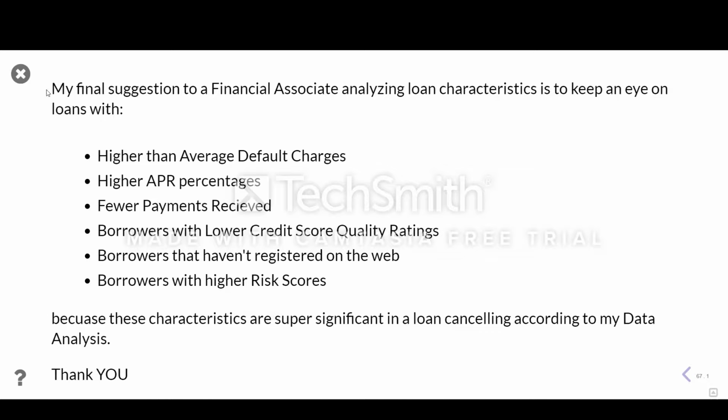So my final suggestion, after doing all this analysis and coming to a conclusion, to a financial associate analyzing loan characteristics is to keep an eye on loans with higher than average default charges, higher APR percentages, and fewer payments received. Keep an eye on borrowers with lower credit score quality ratings, borrowers that haven't registered on the web, and borrowers with higher risk scores. All 6 of these characteristics I noticed are super significant in a loan canceling according to my data analysis. So that's my conclusion. Thank you.